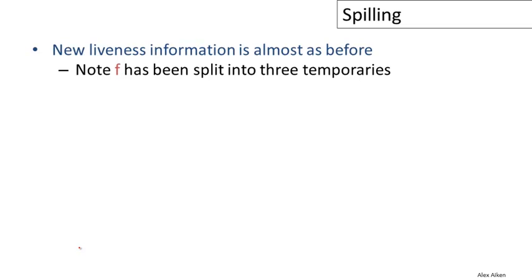Now, it turns out that this new liveness information is almost the same as it was before. So all the temporary names other than f are not much affected by the new statements that are added. There are just a few new program points where they might be live, but every place they were live before, they're still live. And f itself has changed fairly dramatically. Its liveness information has changed fairly dramatically. Certainly the old name f is no longer used, and so its liveness information goes away. And then we've also split f into, in this case, three different temporaries, one for each of the different uses of f in the control flow graph.